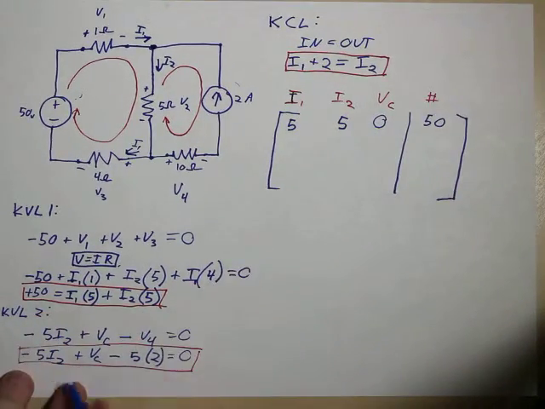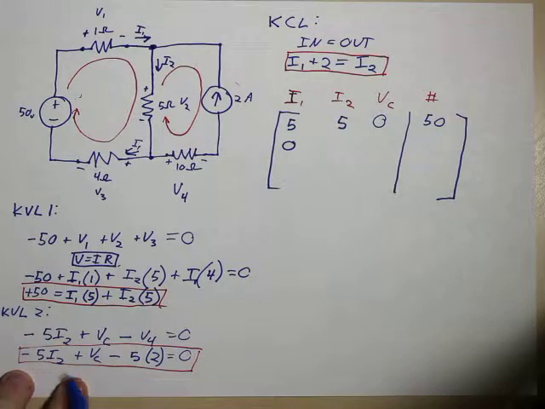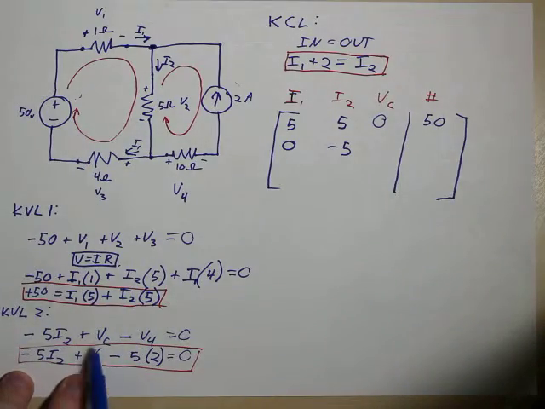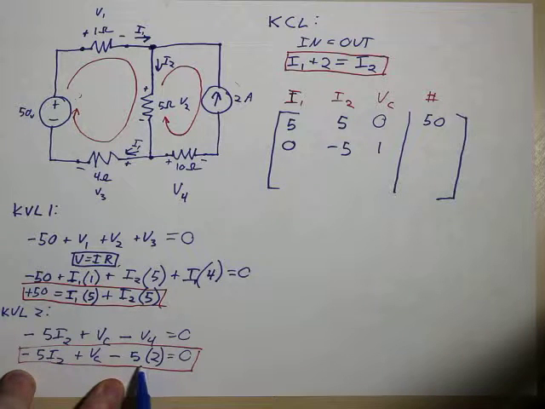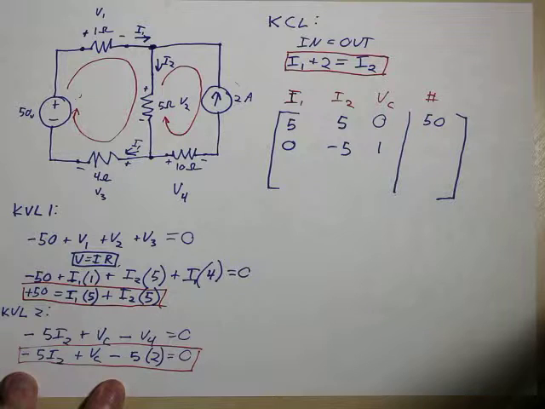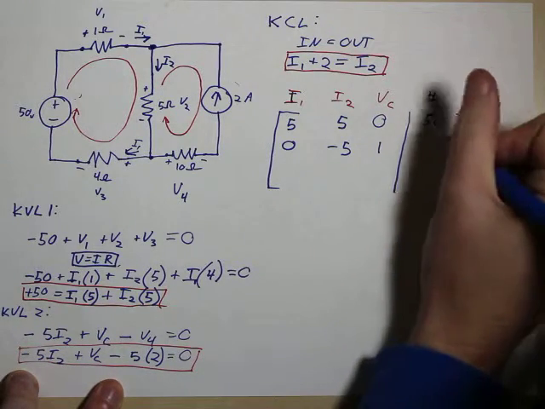Then we're going to go to the next equation down here. How many I1s? I don't see any I1s, so we're going to go 0 I1s. How many I2s? We've got minus 5 I2. And then how many VCs? We've got 1 VC. And then what's the number that's coming out of this? 20 coming out of that? We've got 5, 50, 20 coming out.